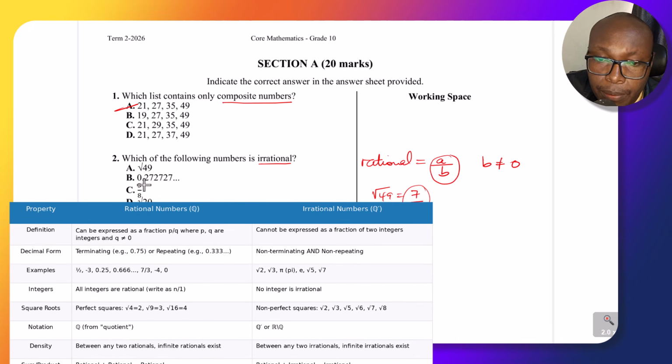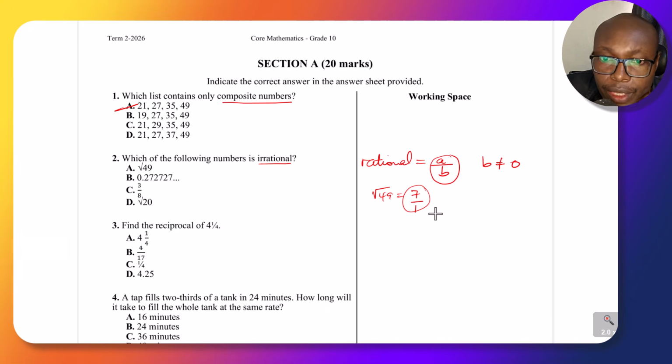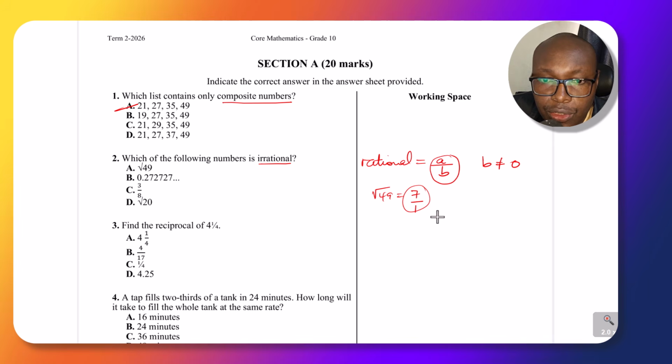Let's go to B. B is 0.272727. So that is a number that is recurring. 27 is recurring. So is that a rational number or is it an irrational number? Now, 0.272727 can be expressed in the form A over B. You've learned how to express recurring decimals to fractions. So when you convert 0.27 recurring, 27 is recurring, it will be possible to write it as a fraction.